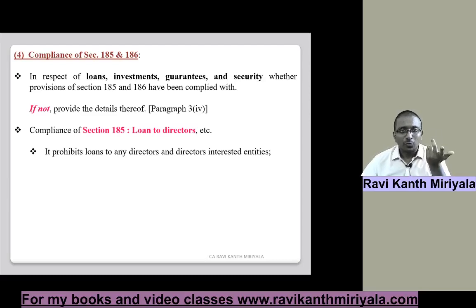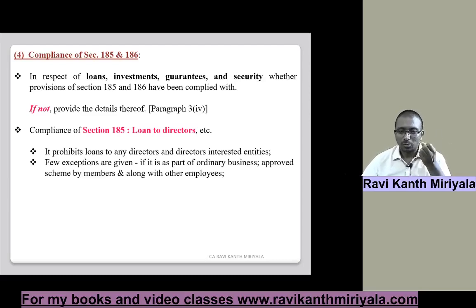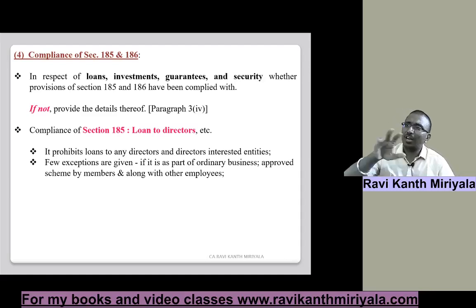But again, what are the few exceptions? Suppose my company's ordinary business is that it is a financial institution, which lends money to other parties. If giving a loan is part of my ordinary business, then I can give it to these parties. But that is also subject to a condition: it should be under a scheme approved by the members, along with all other employees. If, being a director, I am given it along with the others, then it is accepted. Otherwise, not accepted.